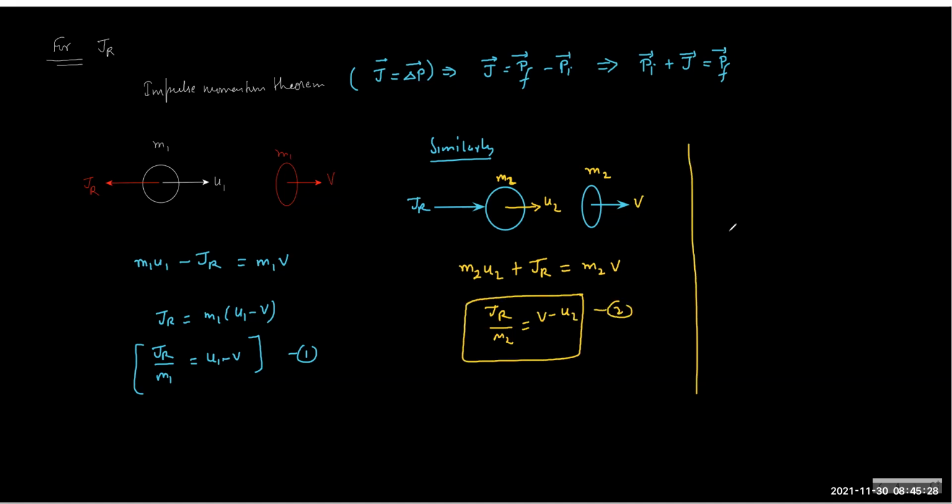So the third step is adding equations 1 and 2. And why are we adding? Because v is the intermediate value which we don't want. And therefore if you add 1 and 2, what do you get? JR (1 by m1 plus 1 by m2). And if you add, you can see clearly it's u1 minus u2.